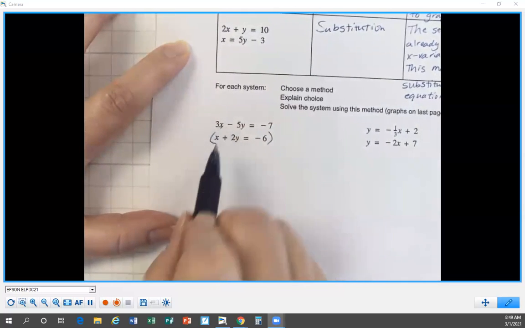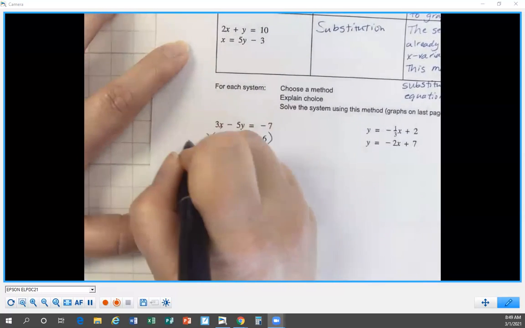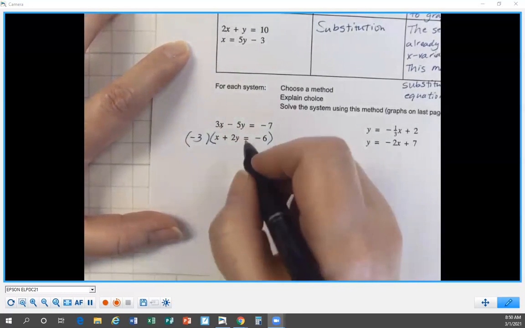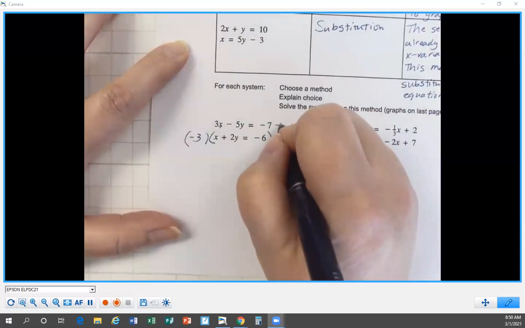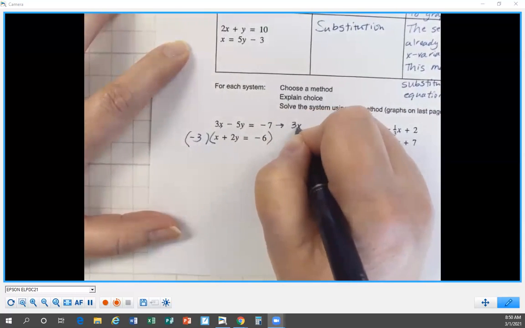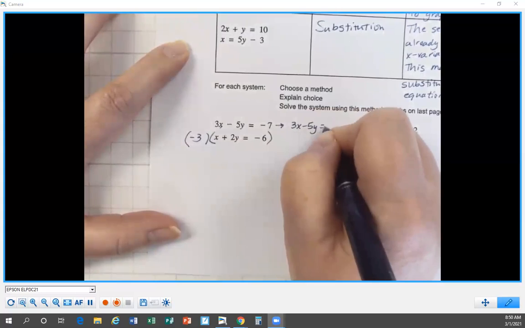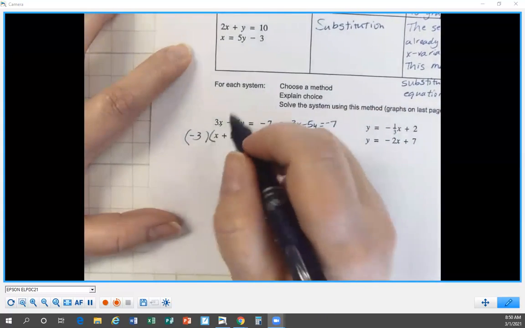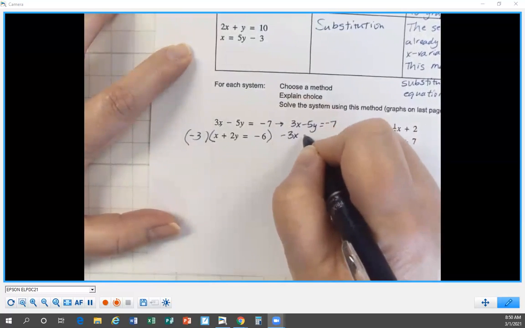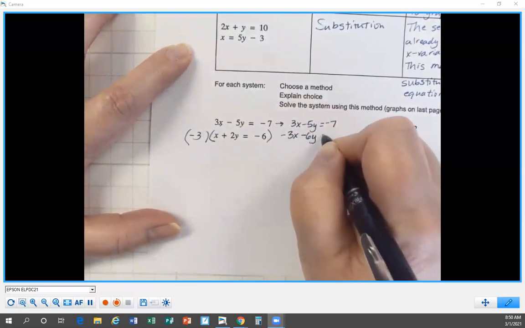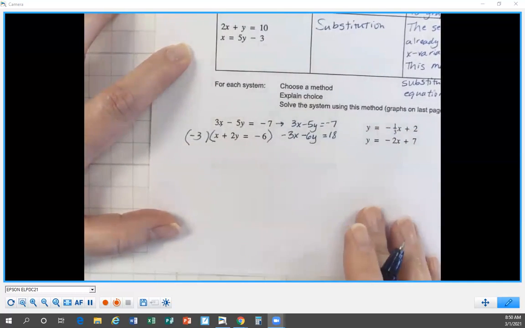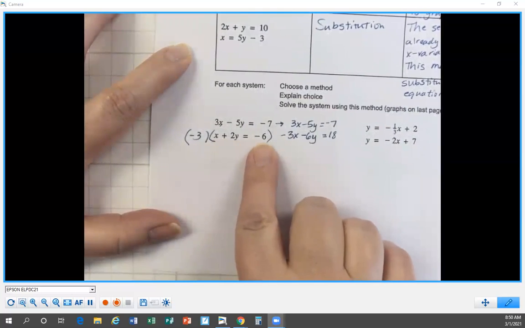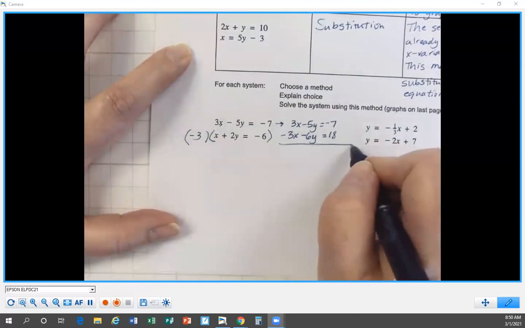So again, this is a positive 3x. We'll leave that alone. We want to make this a negative 3x, so that bottom equation needs to be multiplied by -3. So the top equation, I'll just bring this right over: 3x minus 5y equals -7. This bottom equation, I'll distribute the -3: -3x minus 6y equals positive 18. I'm just double checking, good. And then I can add these two equations together.